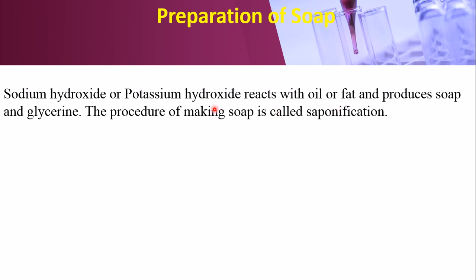When soap is produced by the reaction of base and oil or fat, then not only soap is produced. With soap, glycerin is also produced. Here, glycerin is the byproduct of soap. Here, glycerin is also collected from there and it is also marketed. Now, the procedure by which soap and glycerin is produced from sodium hydroxide or potassium hydroxide and oil or fat, this procedure is known as saponification.